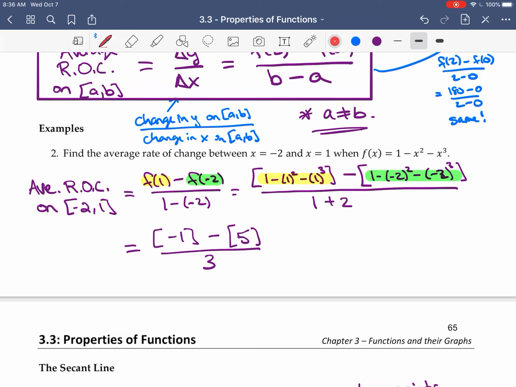So maybe let's just write that down here. Okay, so here this is 1 minus 4 minus negative 8. So you end up with 5. So that's going to give me negative 1 minus 5 is negative 6 over 3, which is going to be negative 2. Okay, so that's my average rate of change over that interval. So that's how we find the average rate of change.